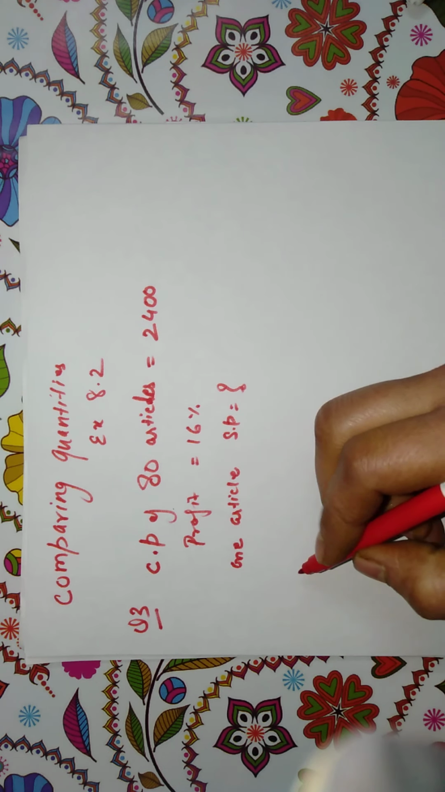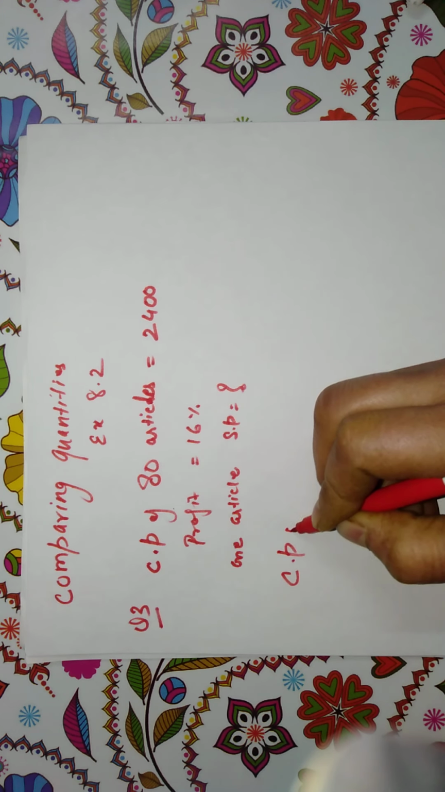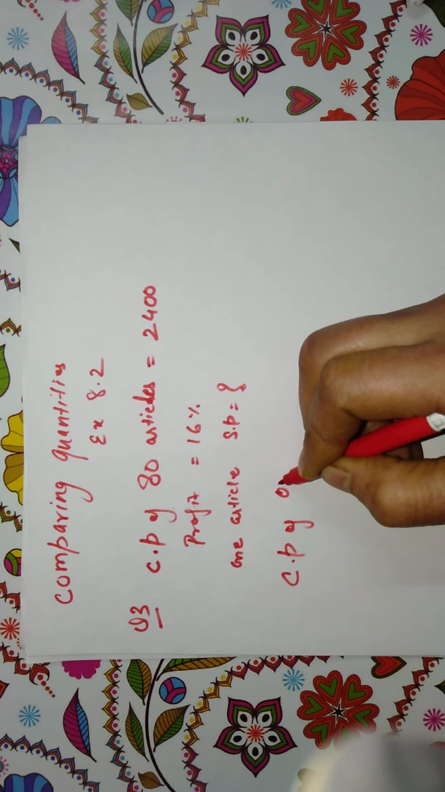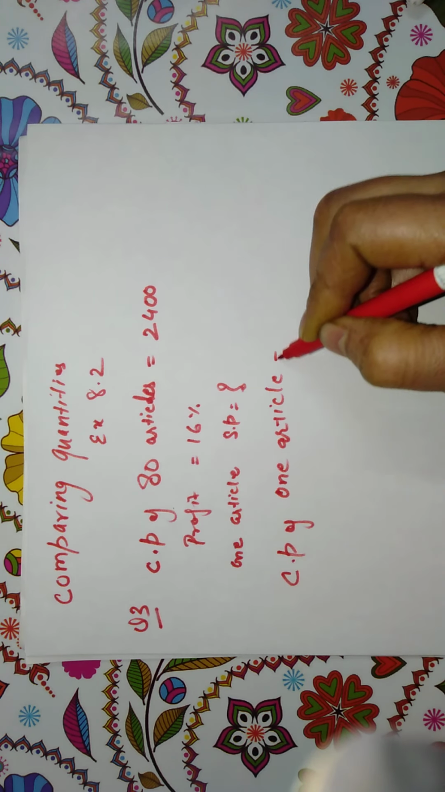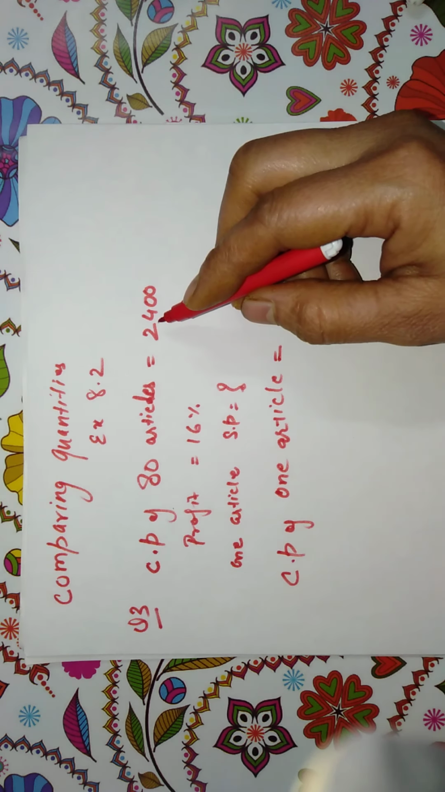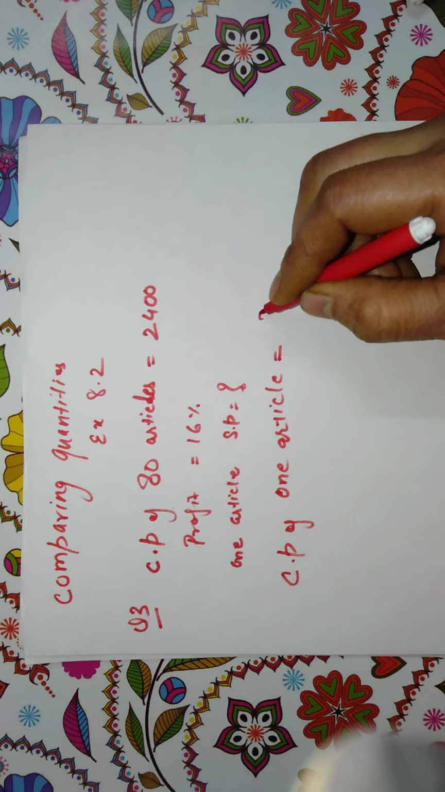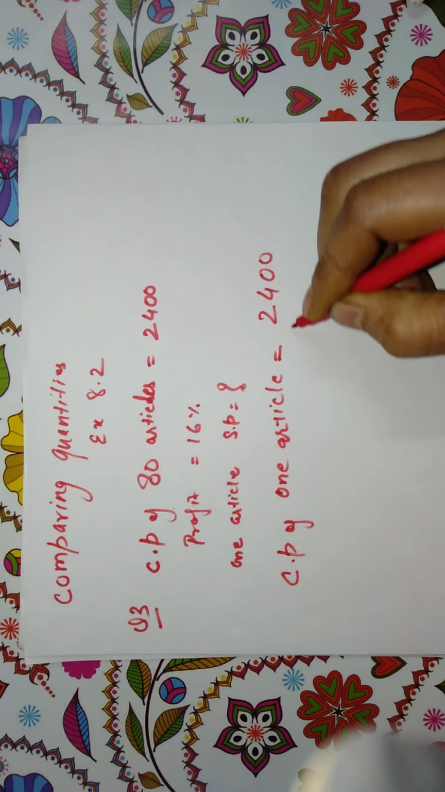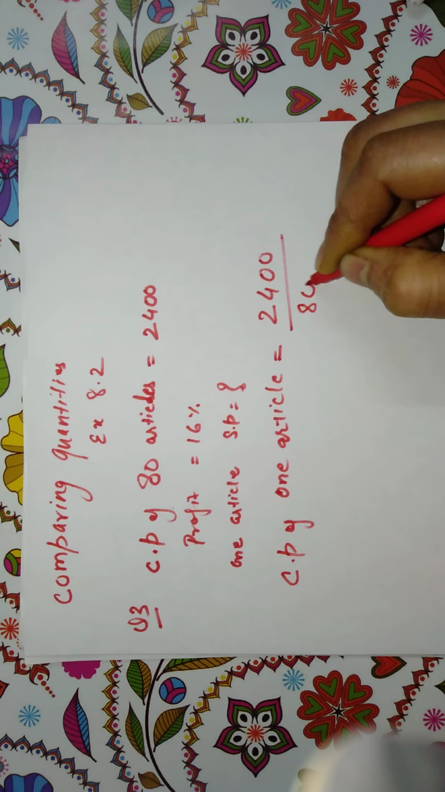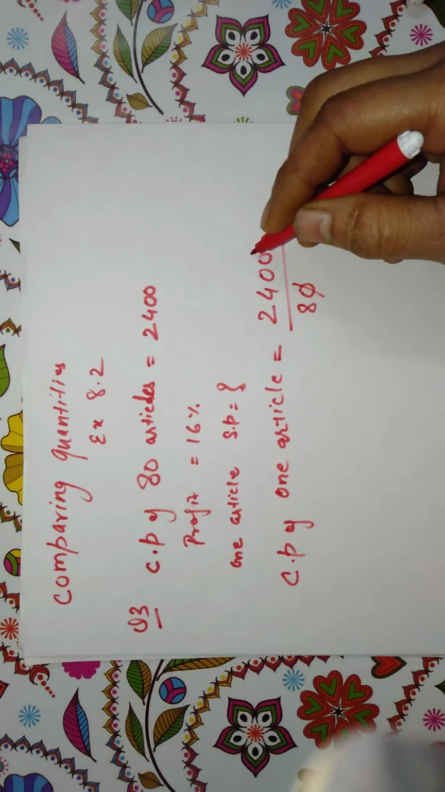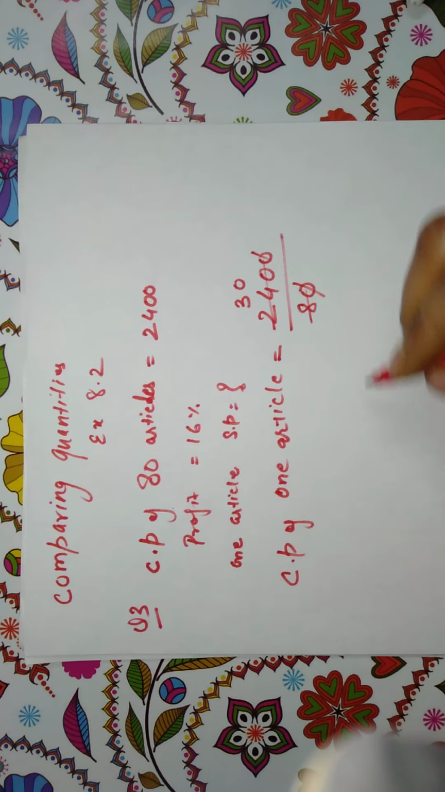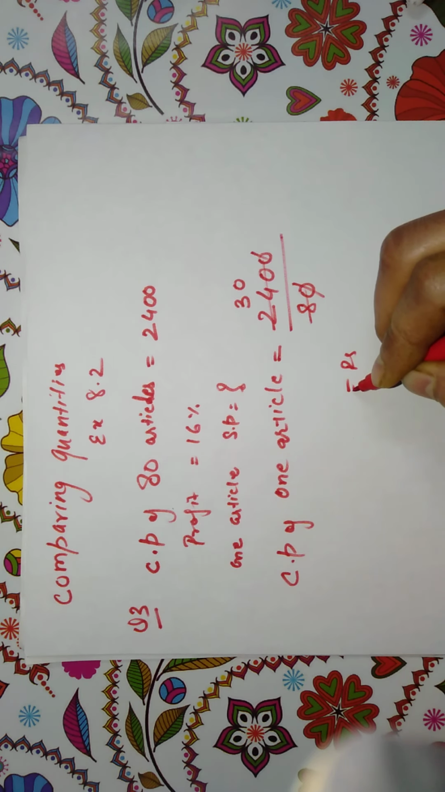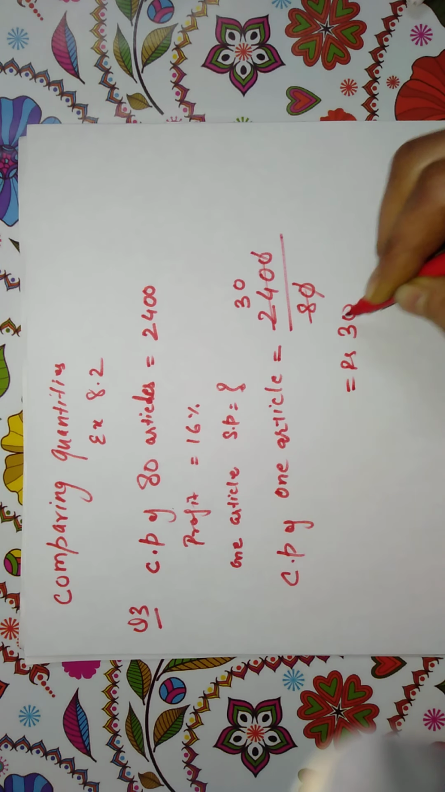Now the cost price of 80 articles is given, so we can find the cost price of one article. This is the price for 80 articles, so for one article we have to divide it by 80. 8 3s are 24. So the cost price of one article is rupees 30.